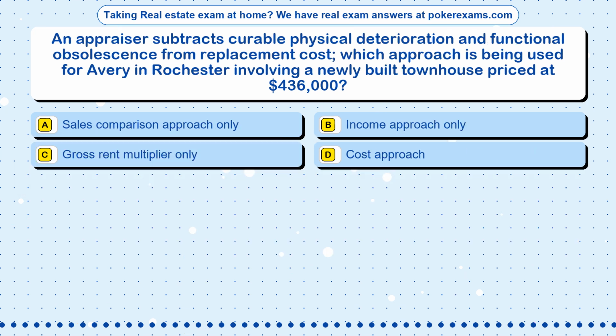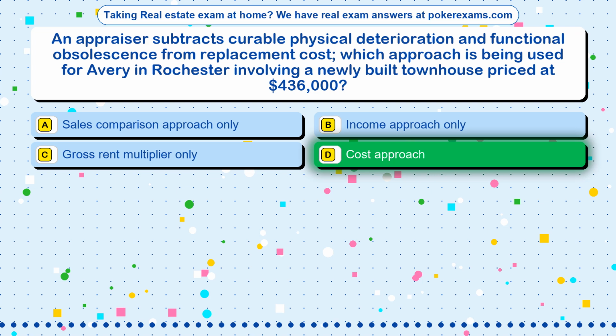Question 24. An appraiser subtracts curable physical deterioration and functional obsolescence from replacement cost. Which approach is being used for Avery in Rochester involving a newly built townhouse priced at $436,000? Option A, sales comparison approach only. Option B, income approach only. Option C, gross rent multiplier only. Option D, cost approach.